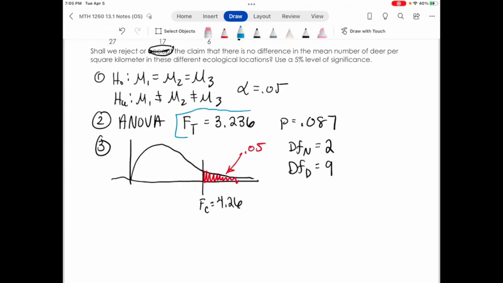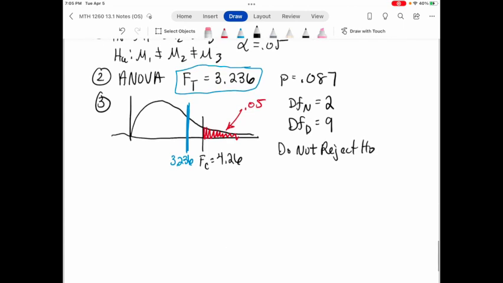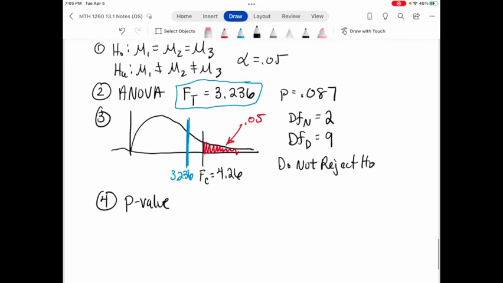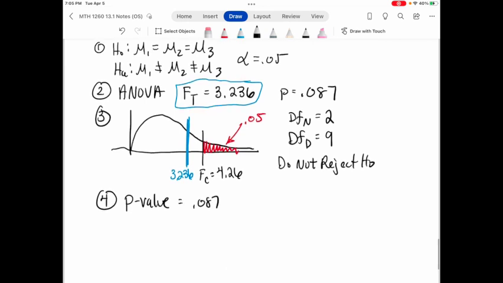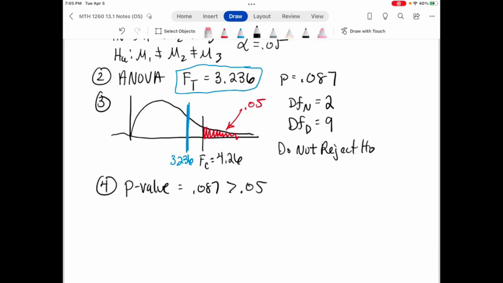Now, when you look at the test statistic, you're going to see that it falls outside of that rejection region. So we're going to say, do not reject the null hypothesis. Step 4, we're going to use the p-value. We got that the p-value is 0.087. Now that is greater than 0.05. So whenever the p-value is greater than our alpha value, we say do not reject the null hypothesis.